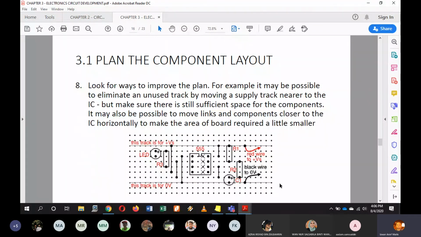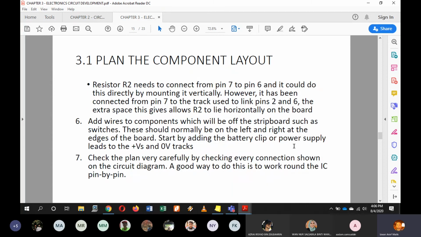So where is R2, which is this one? Okay, so it is connected to this blob, which is connected to pin 6, and this line here will be connected to pin 7. So that's why you have to put them vertically.